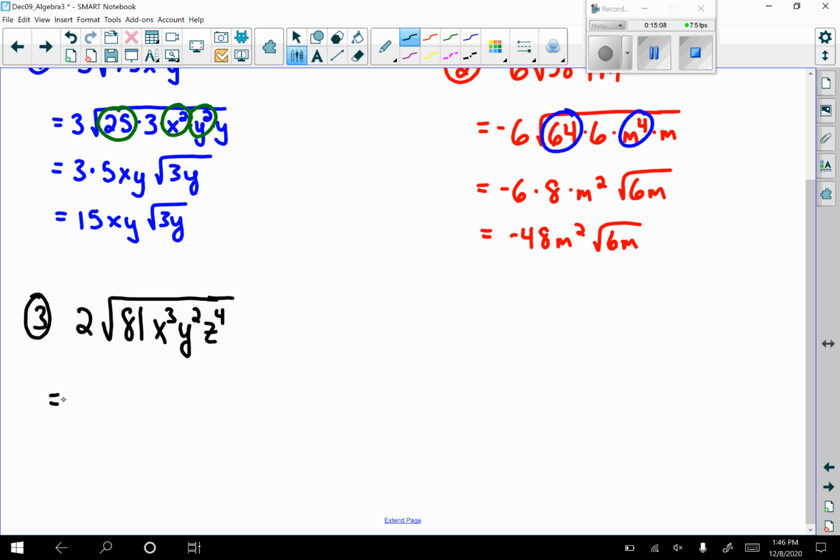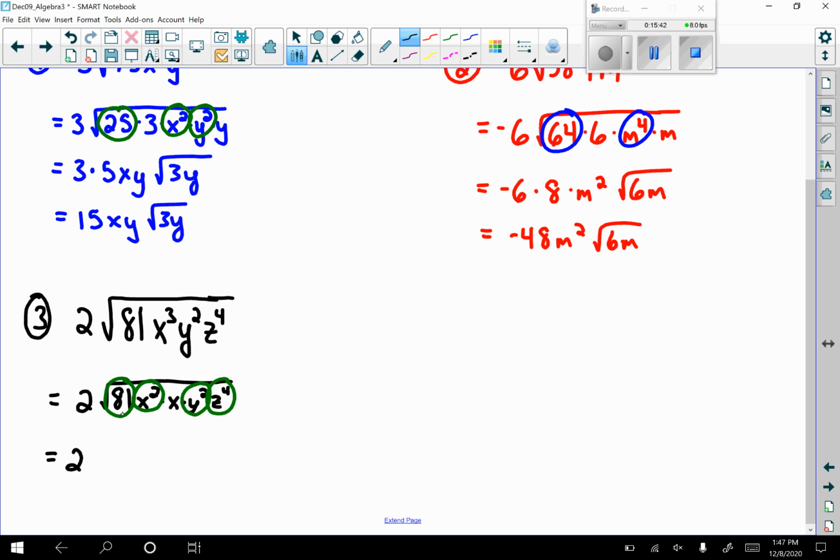All right, number 3 should look a lot easier. Still leave the 2 out in front. Now we have 81. So hopefully if you recognize it, it is a perfect square, so I'm just going to leave it be. Just 81 here. Then I'm going to factor the variables if necessary. So the x's are necessary. X squared times x. The other 2 I'm going to leave alone because they're to the even powers. So what am I going to circle here? The 81, the x squared, y squared, z to the 4th. 2 stays on the outside for now.